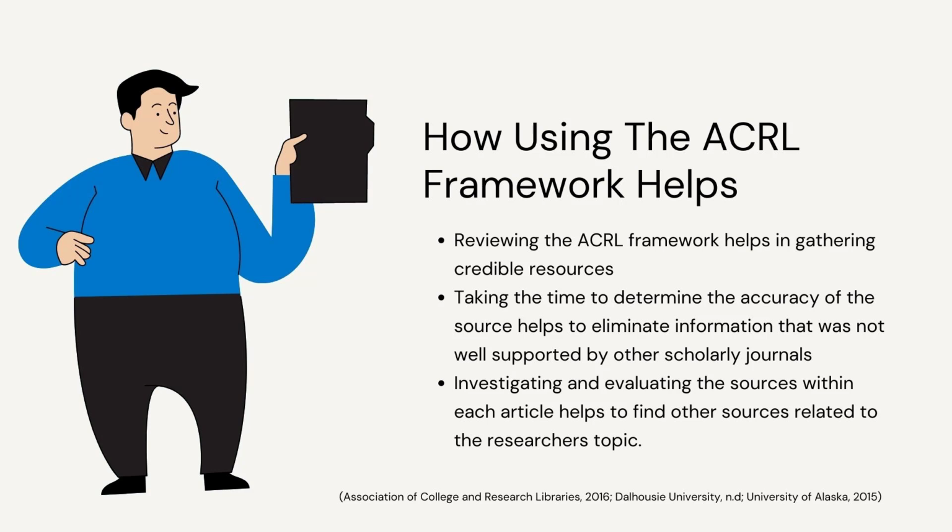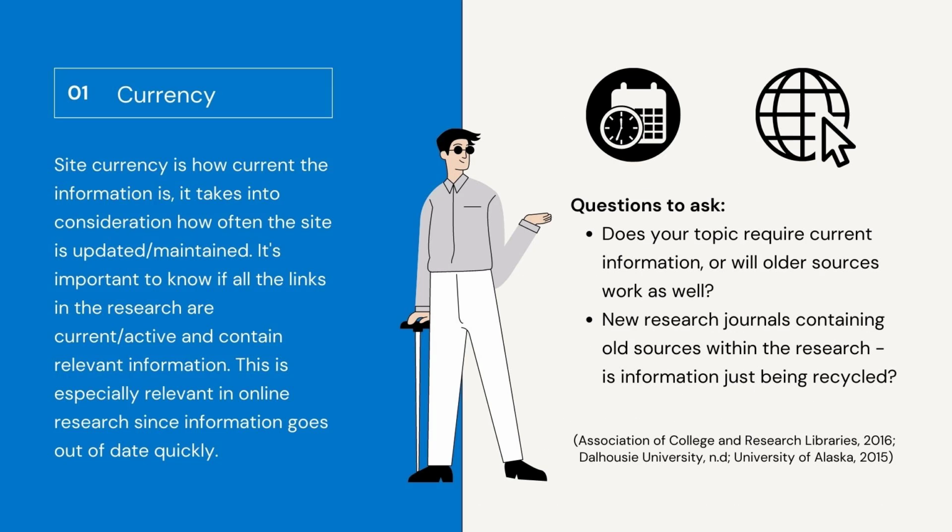How using the ACRL framework helps. Reviewing the ACRL framework helps in gathering credible resources. Taking the time to determine the accuracy of the source helps to eliminate information that was not well supported by other scholarly journals. Investigating and evaluating the sources within each article helps to find other sources related to the researcher's topic. First up is currency.